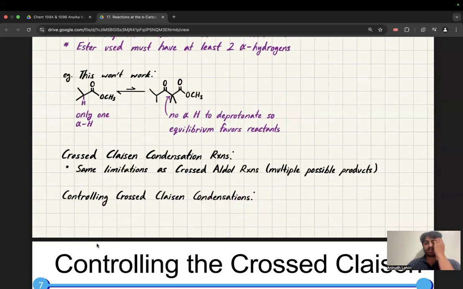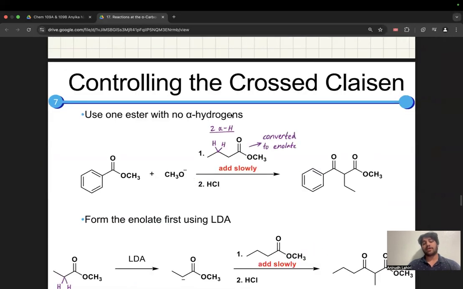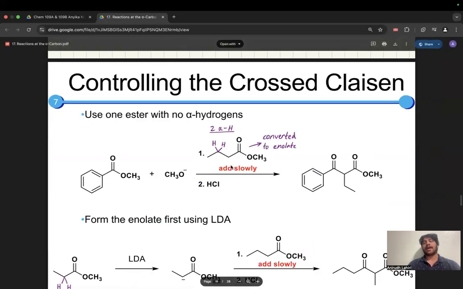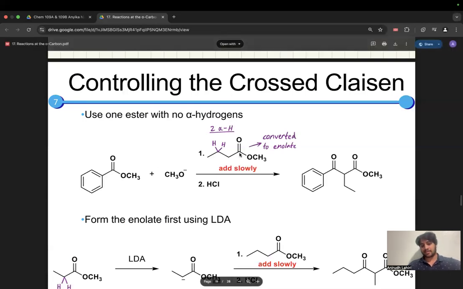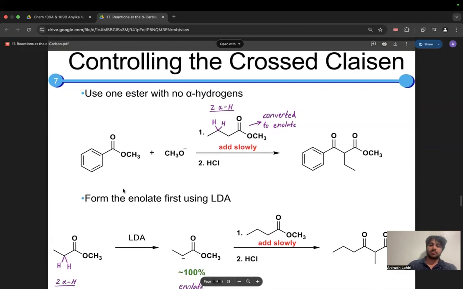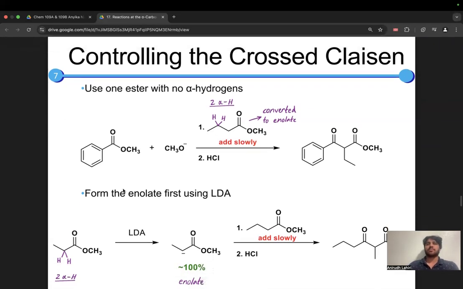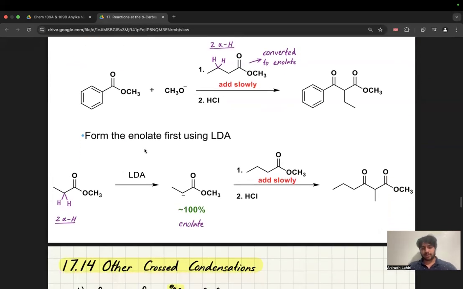Okay. Cross-Claisen condensation reactions. These limitations are the exact same as the aldol reactions. Multiple products. So if you want to control Claisen, use one ester with no alpha hydrogens. Add slowly. Again, the add slowly, all that is saying is that we want this to be in excess the whole time. This happens a lot in polymerizations if you are ever interested in synthetic chemistry. We have a certain feed ratio of one compound, and based on that, we can have a more predictable product. Either that or you form the enolate first using LDA.